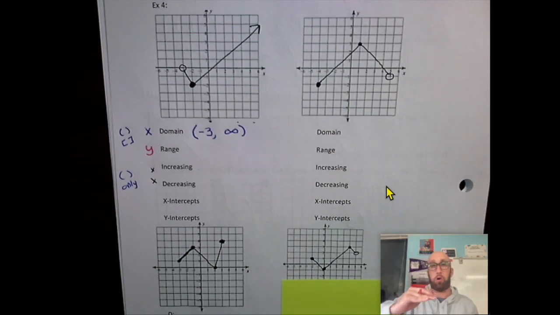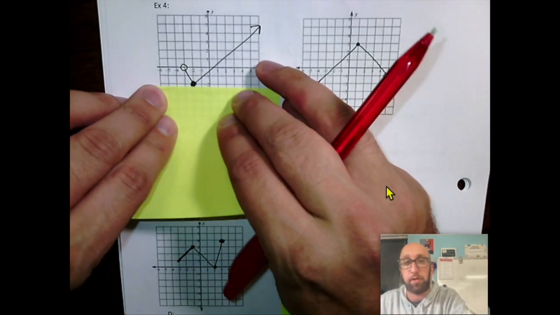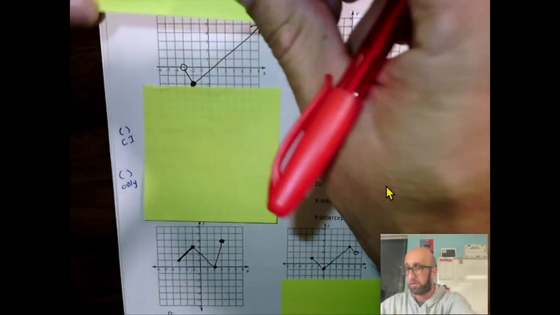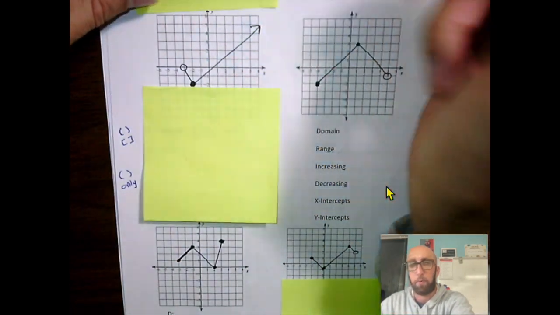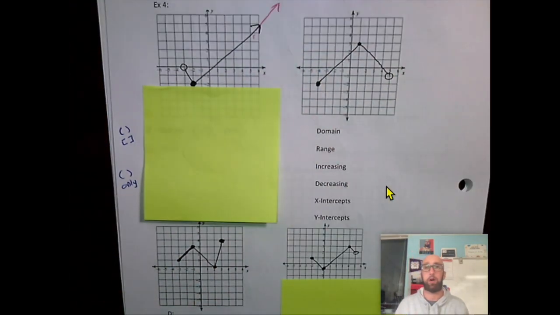Then we move on to range. Range is about low to high. So the lowest point is right here. That's the lowest my graph goes. The highest it goes, there is no point because my graph is going to continue on upwards forever and ever. There is no high point.